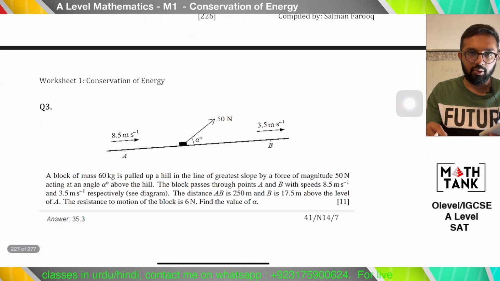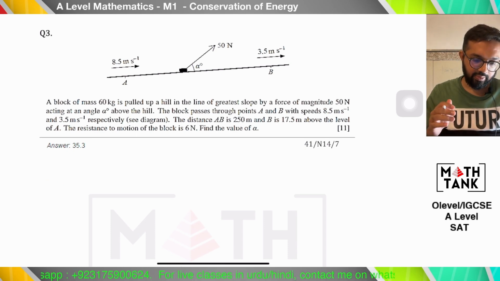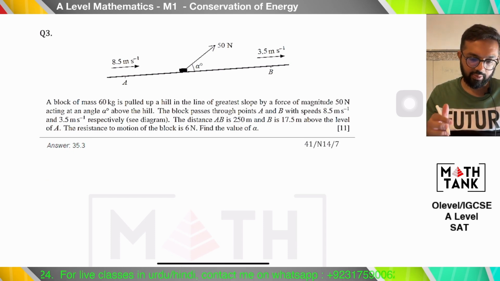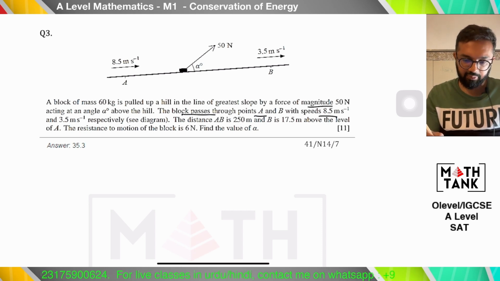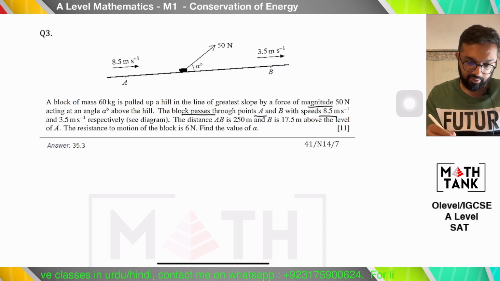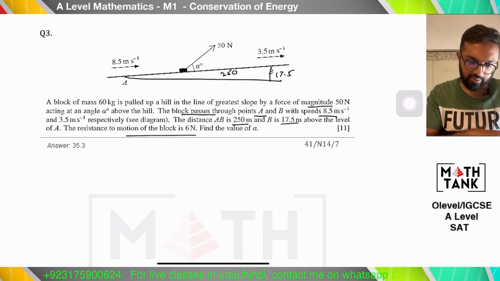Okay, quickly moving on to the next question now. This is question number 3. It says a block of mass 60 kgs is pulled up a hill in the line of greatest slope by a force of magnitude 50 newtons, acting at an angle alpha. The block passes through points A and B with speeds this and that. The distance AB is 250 and BC is 17.5 meters above the level of A. The resistance to the motion of the block is this. Find the value of alpha.